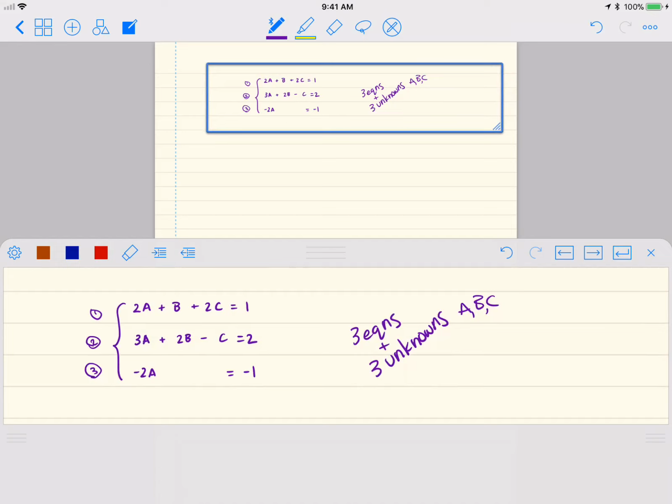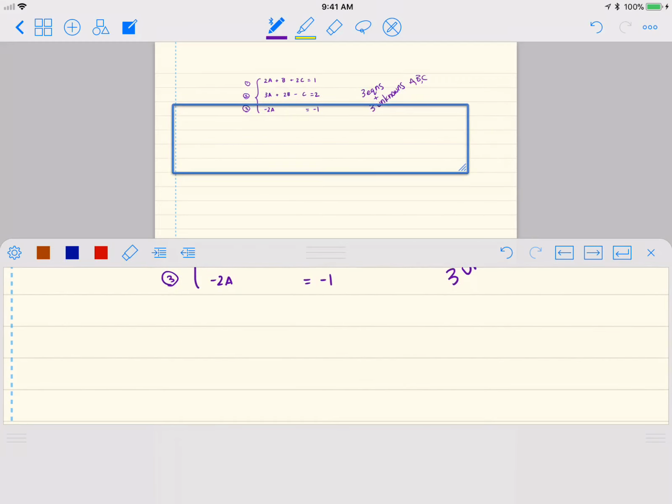That's going to automatically give us that A is equal to 1/2. So let's look at that. From 3, if negative 2A equals negative 1, we just divide both sides by negative 2, and A equals 1/2. All right.